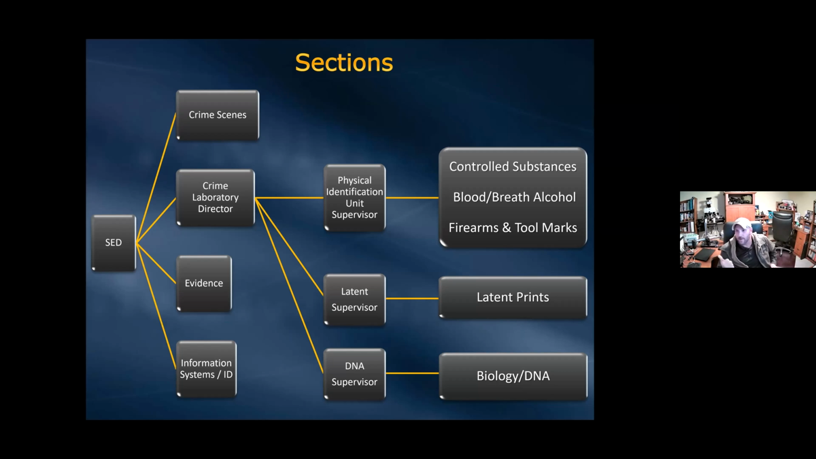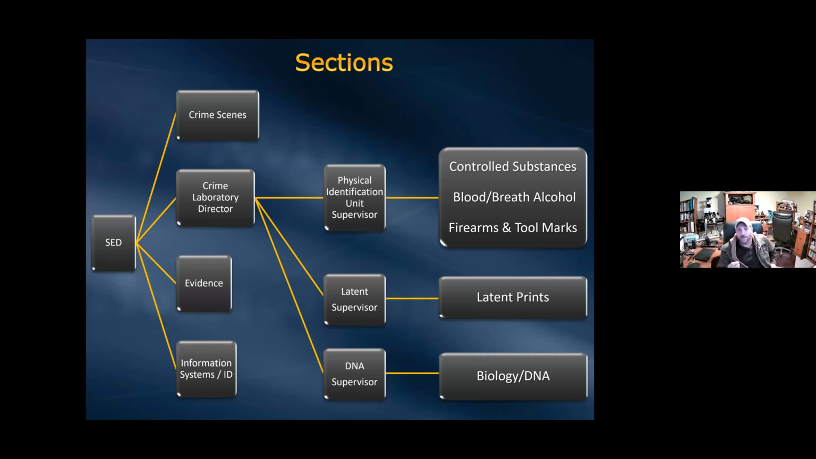So I have 3 different units under me. I've got controlled substances, the blood alcohol unit, the breath alcohol unit, and the firearm and tool mark unit. So you'll see that I may be able to answer some of your questions in those areas a little bit more deeply than some of the others, like the latent fingerprint unit and the DNA unit, which are the other primary ones that we have here in Albuquerque.